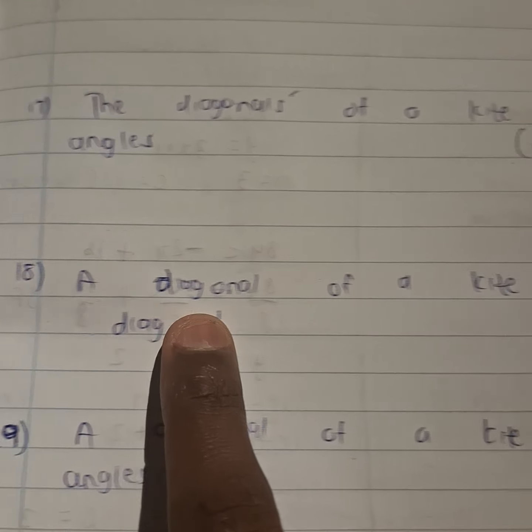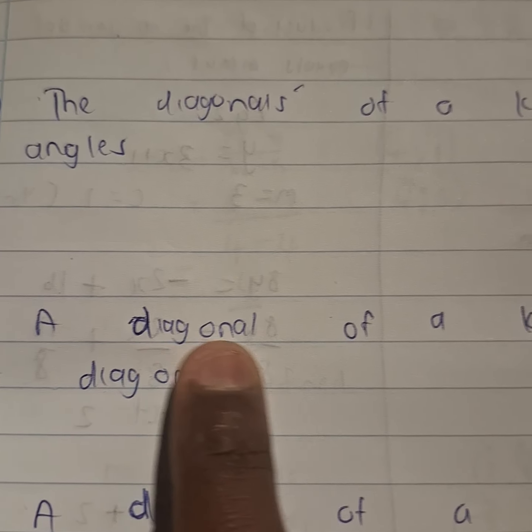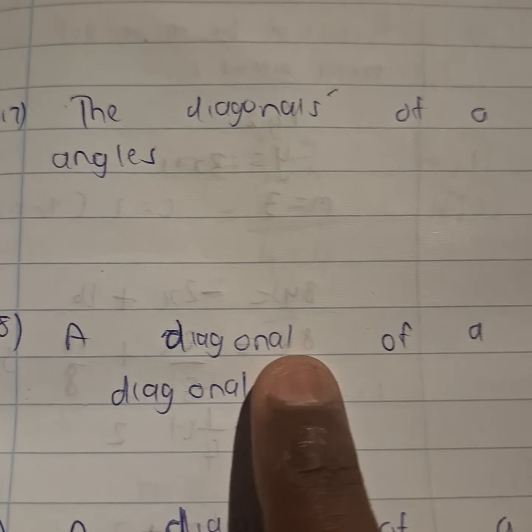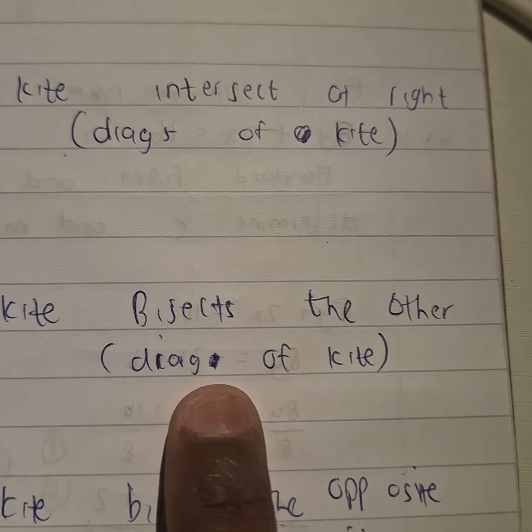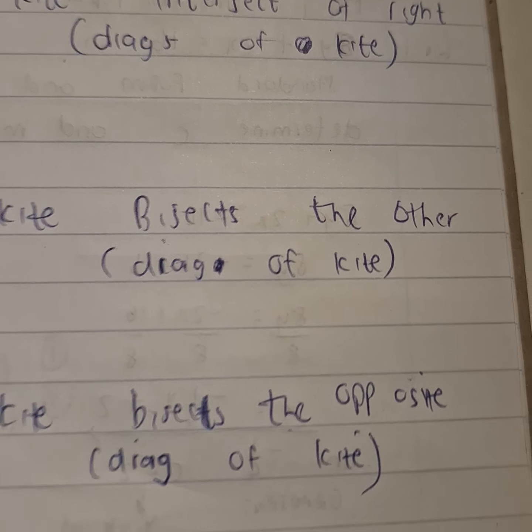18. A diagonal of a kite bisects the other diagonal. And we know that it's the long diagonal that bisects the short diagonal. So this refers specifically to this. So we just write diag of kite as well whenever we are faced with that scenario.